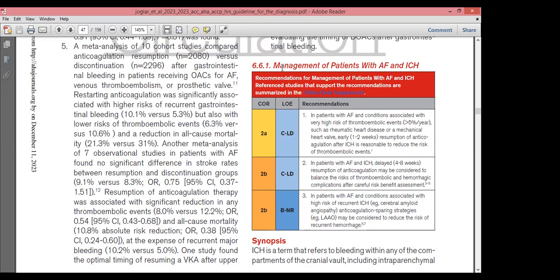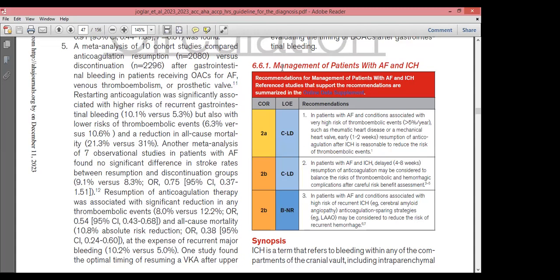Then that's class 2A. Then the class 2B is that in patients with AF and intracranial hemorrhage, you can actually delay resumption of anticoagulants when you weigh the benefit of either a thromboembolic event or a hemorrhagic complication. So you have to wait. After weighing it, then you can decide to start within 4 to 8 weeks. Then that's a class 2B recommendation.